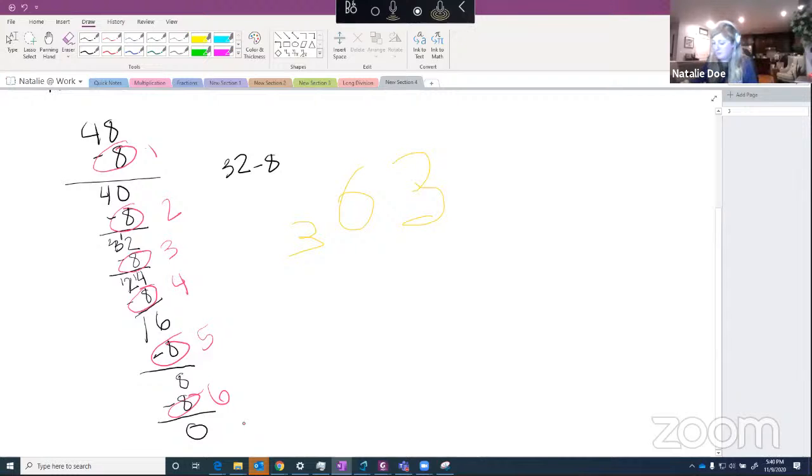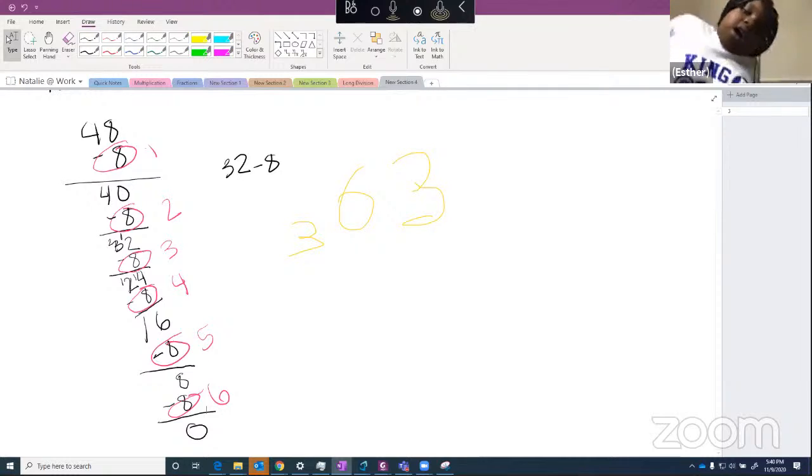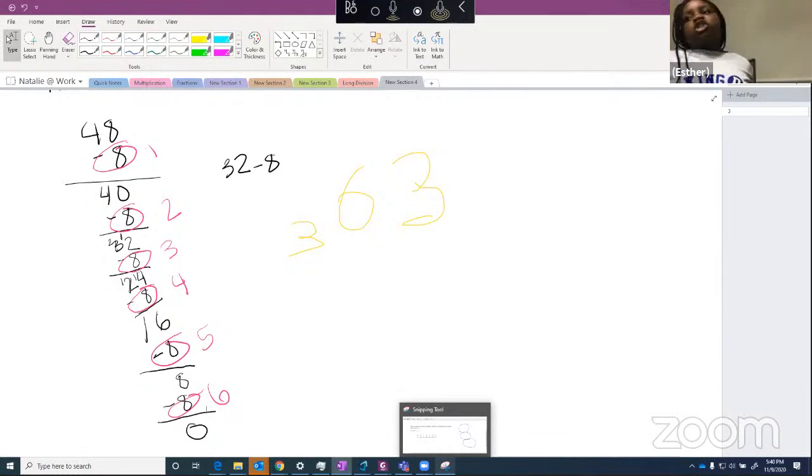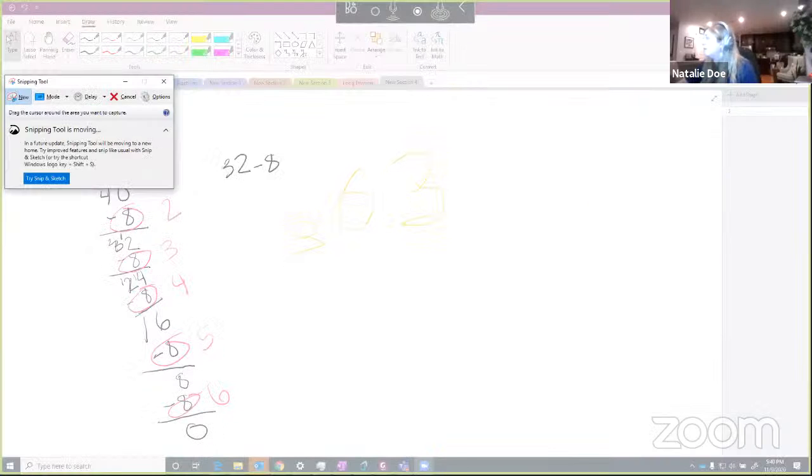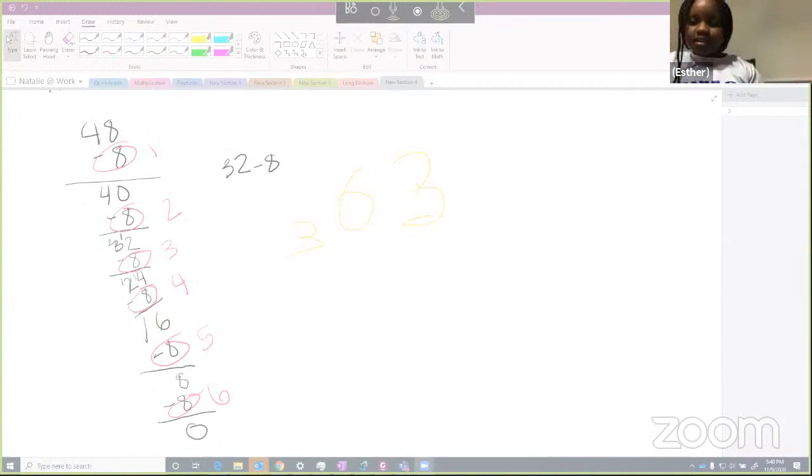Have you done repeated multiplication or repeated addition or subtraction using a number line? I learned repeated addition, but I didn't learn repeated subtraction on a number line. Okay, well, I can show you what that looks like.